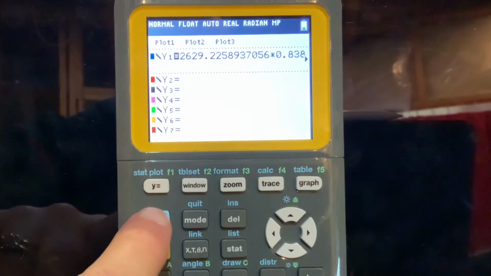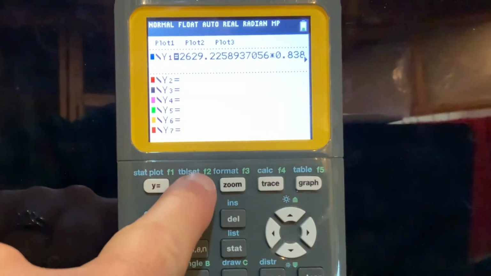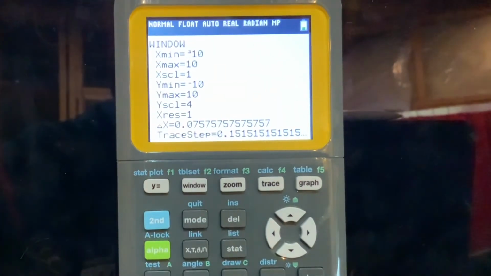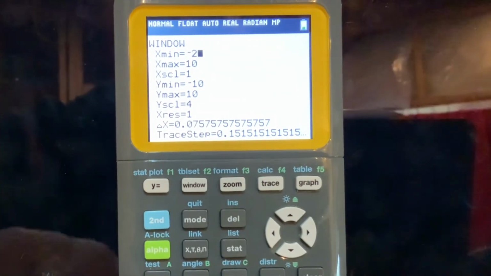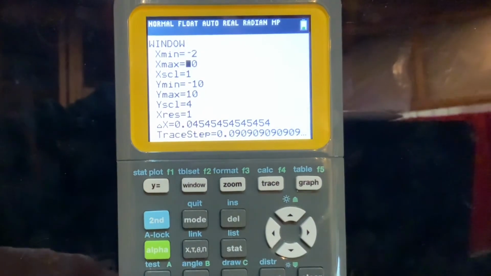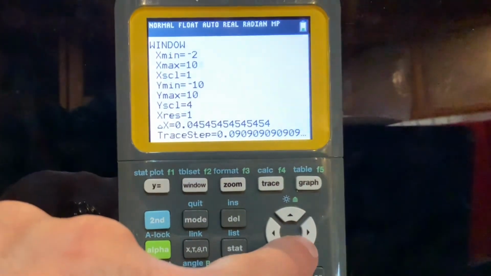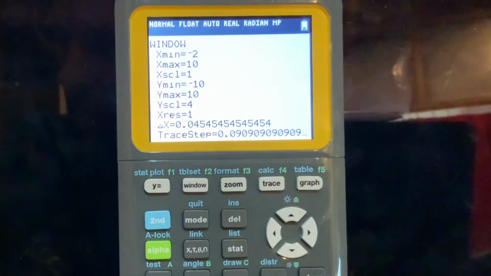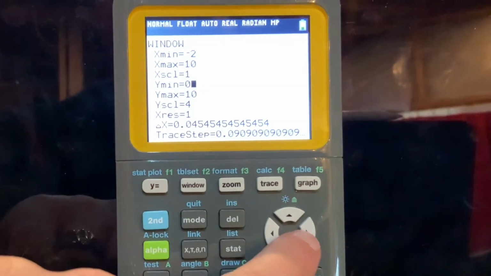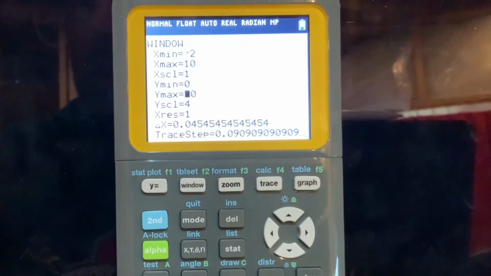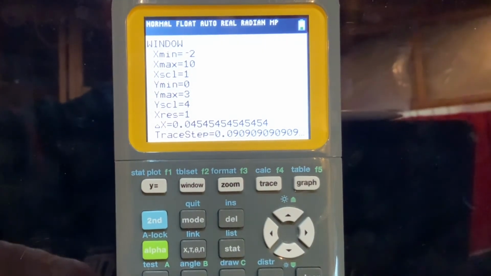If I go to my graph, I want to first set the window. My days went from 0 to 6, so it'll give me a little bit more room. I'm going to go -2 to 10. And my Y min was 800. I'm going to go down to 0 for that. And my Y max, my biggest number was 2157. I'll just go 3000 for giggles.